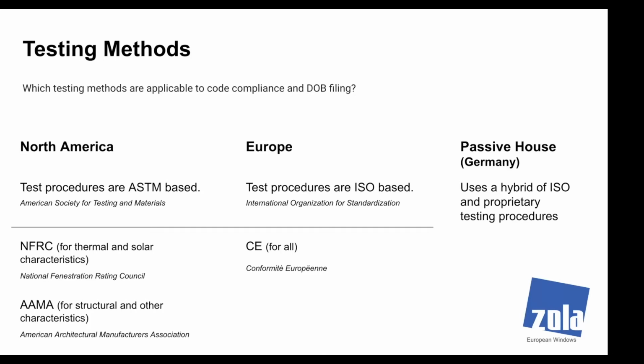The windows that we import out of Europe are, of course, initially based in the ISO system, which is like a parallel testing system to ASTM, and they use the CE mark for all criteria that are related, instead of NFRC and AAMA. And then, of course, Passive House has developed a hybrid system using their own testing temperature criteria and some different methods, and it all is based on ISO as well.